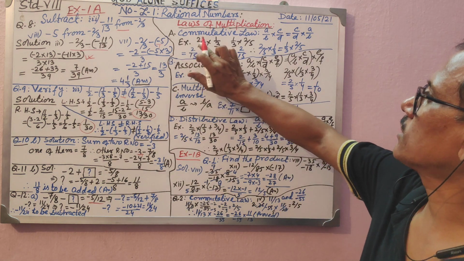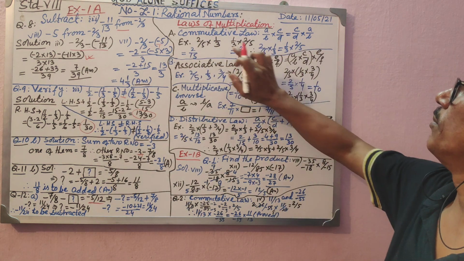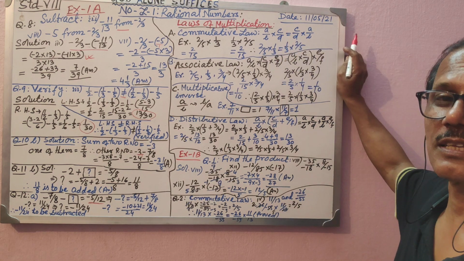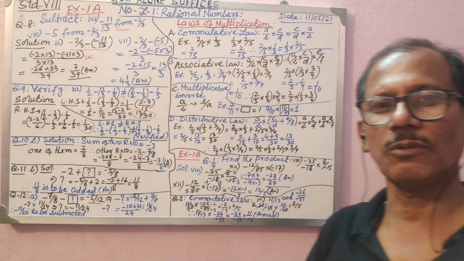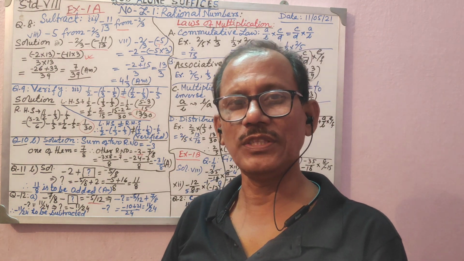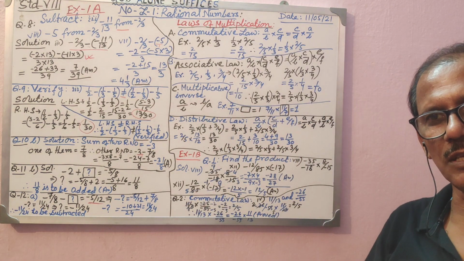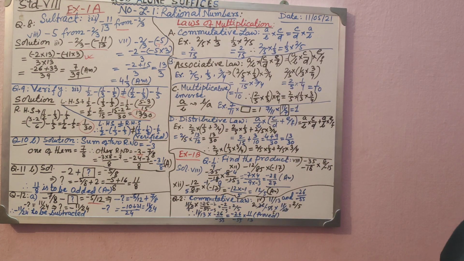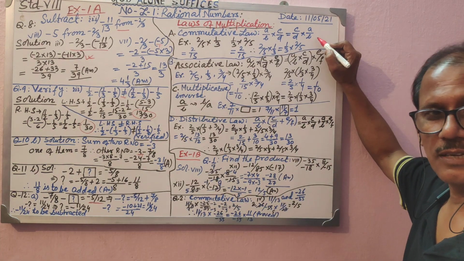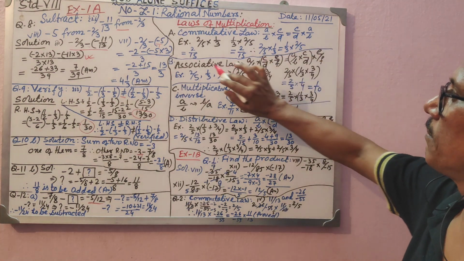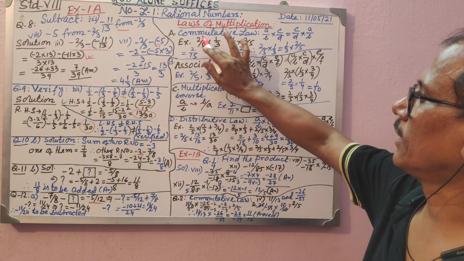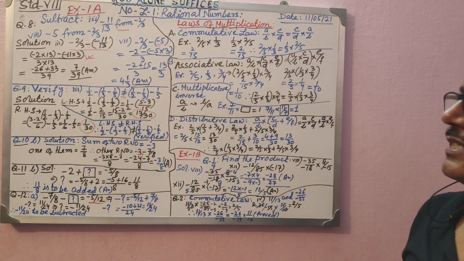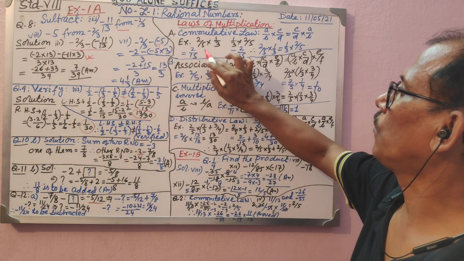So what are the laws? First is the commutative law. See, the commutative law of multiplication: a by b is one rational number and c by d is another rational number. The product of a by b with c by d, that is a by b multiplied by c by d, will always be equal to c by d multiplied by a by b. Let me take an example. 2 by 5 is a by b here, and 1 by 3 is c by d here. Find out the product.